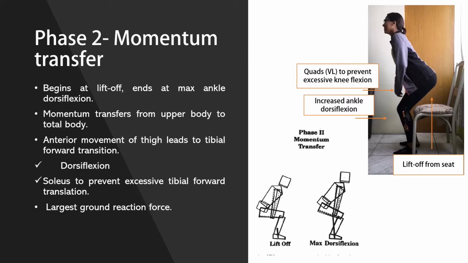The third thing that must happen is increased ankle dorsiflexion, even beyond what we had at the end of the flexion momentum phase. So the tibia is going to be rotated even more forward to produce more ankle dorsiflexion, and by the end of the momentum transfer phase, we've hit maximum ankle dorsiflexion. We also have co-activation of its antagonist, the soleus, which is on the posterior part of the lower extremity, to prevent excessive tibial forward translation.